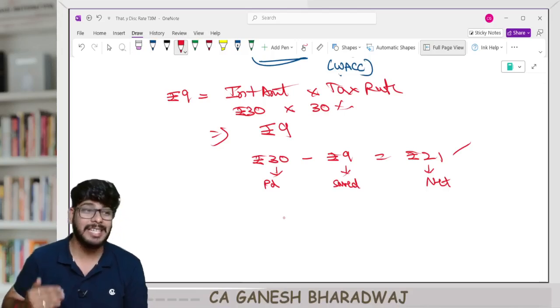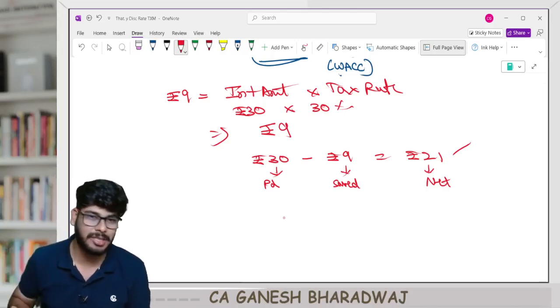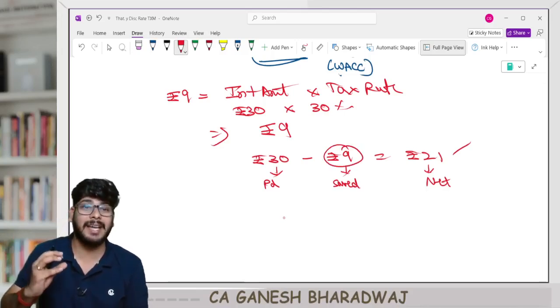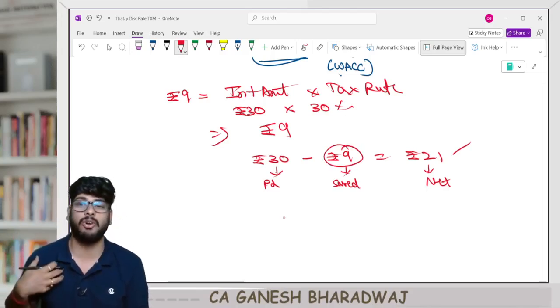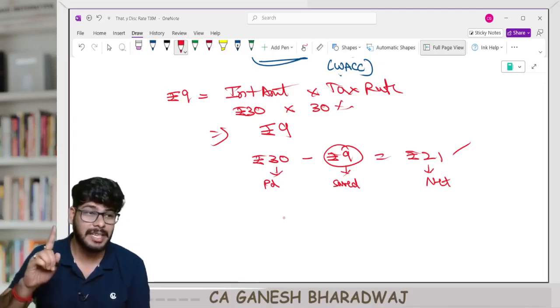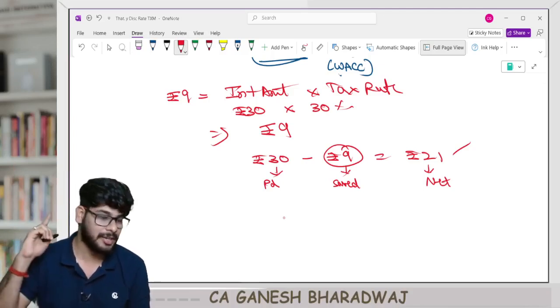I call this the post-tax interest cost. This 9 rupees is called the tax saving on interest, also called the tax shield on interest. We just saw that. Is this facility available on preference dividend? It's there only on interest, correct?